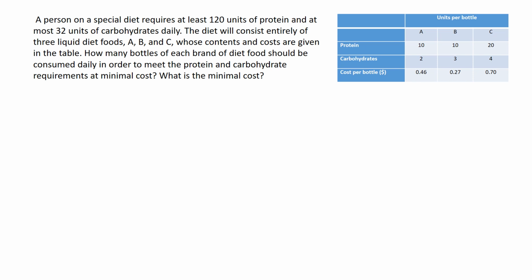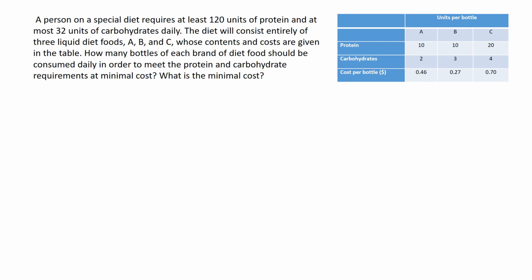So let's look at an application problem. A person on a special diet requires at least 120 units of protein and at most 32 units of carbohydrates daily. The diet will consist entirely of 3 liquid diet foods, A, B, and C, whose contents and costs are given in the table. How many bottles of each brand of diet food should be consumed daily in order to meet the protein and carbohydrate requirements at minimal cost, and what is the minimal cost? So we can see that in our table we're given the units per bottle for A, B, and C, for the protein, the carbohydrates, and the cost per bottle in dollars.